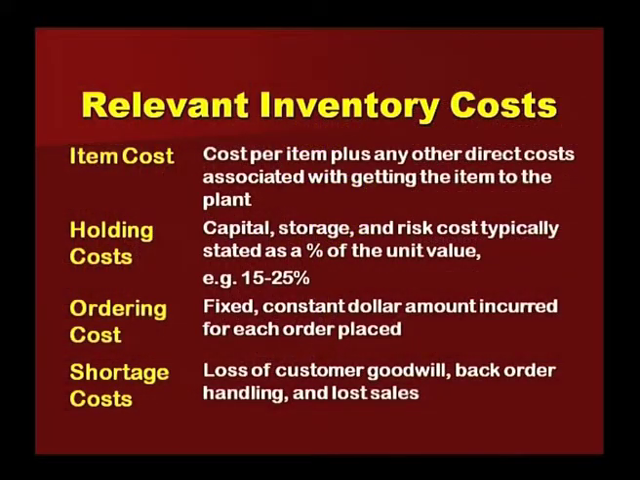Relevant inventory costs include item cost, holding cost, ordering cost, and shortage cost. Let us study them in detail. One is item cost, the cost per item plus any other direct cost associated with getting the item to the plant. Holding cost is capital, storage, and risk cost, typically stated as a percentage of the unit value, for example 15 to 25%. Ordering cost is a fixed constant dollar amount incurred for each order placed. Shortage cost is loss of customer goodwill, back order handling and lost sales.